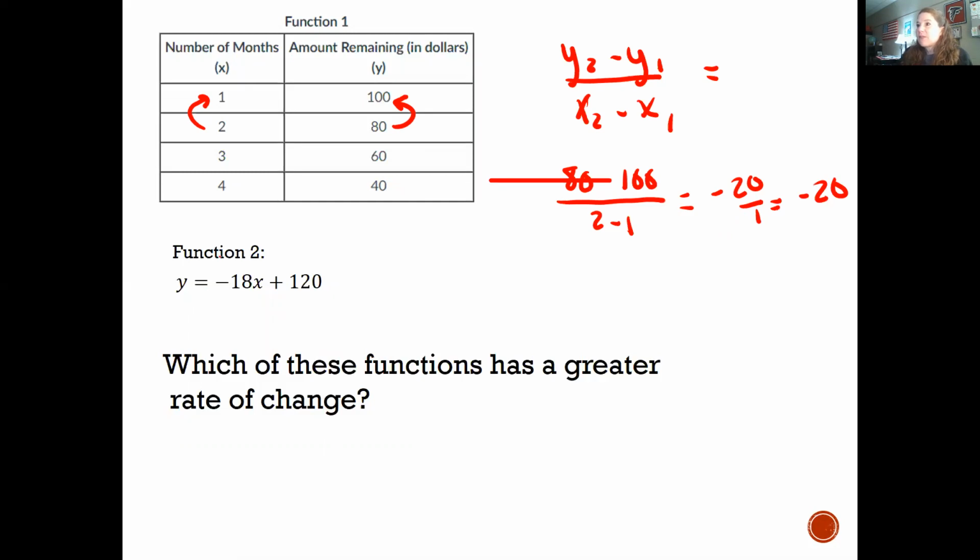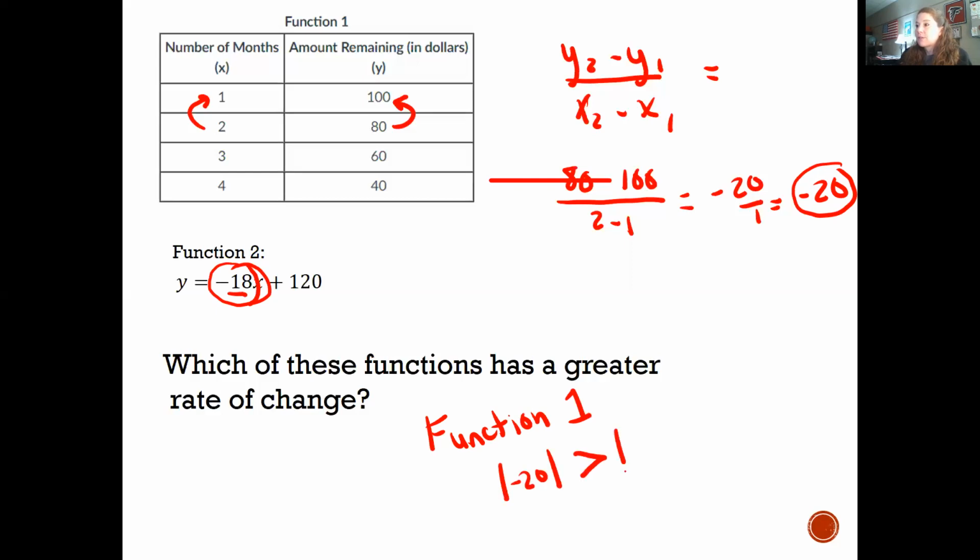What is the rate of change for function 2? Well, remember, rate of change is the same term as slope. So the slope of the second one is -18. -18 is the slope or the rate of change. The rate of change of the first one is -20, which has the greater rate of change? Well, the absolute value of -20 is greater than the absolute value of -18. So function 1 has the greater rate of change, because the absolute value of -20 is greater than the absolute value of -18.